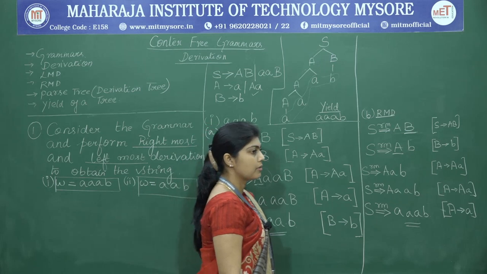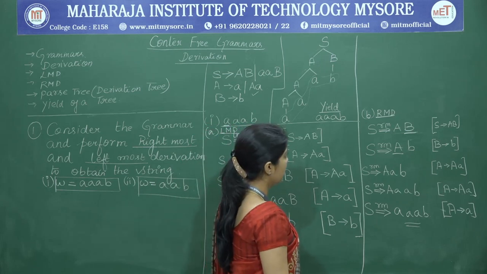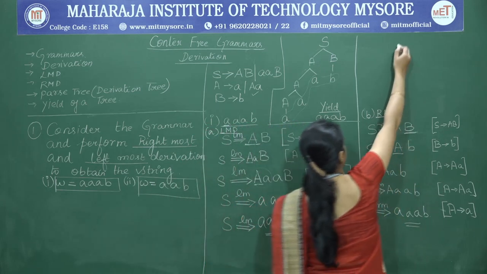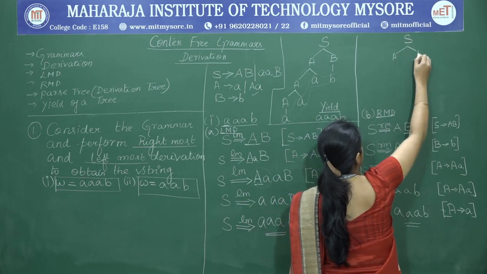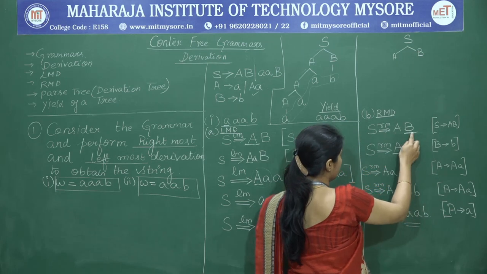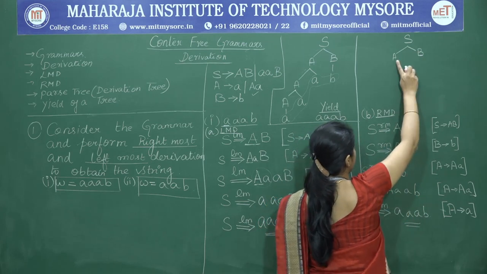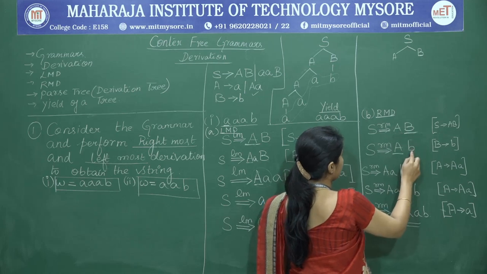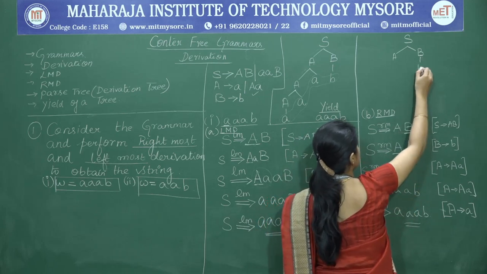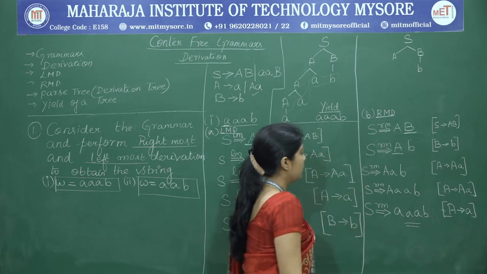So, the same step is repeated once again. We have to draw the parse tree. First S is taken up, it is replaced with 2 symbols, therefore, 2 branches A and B. Next, this B is replaced with a small b.